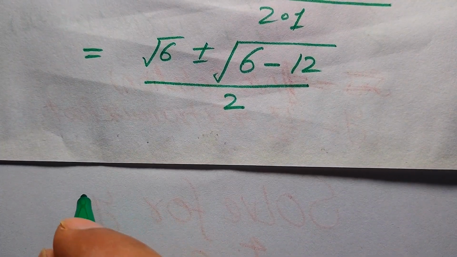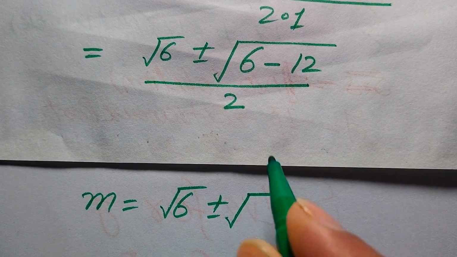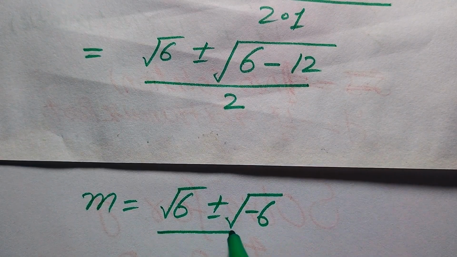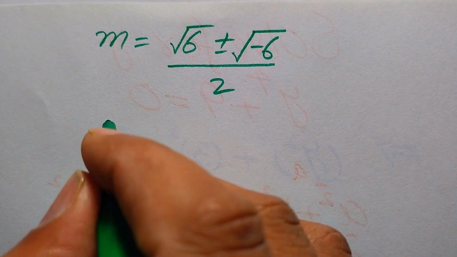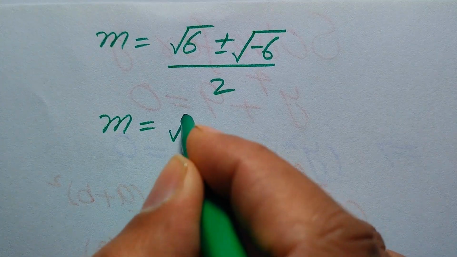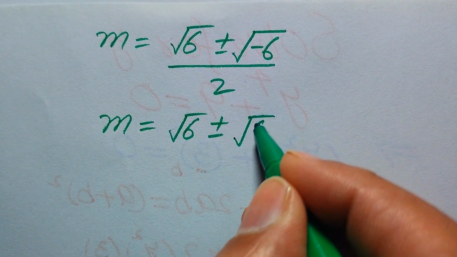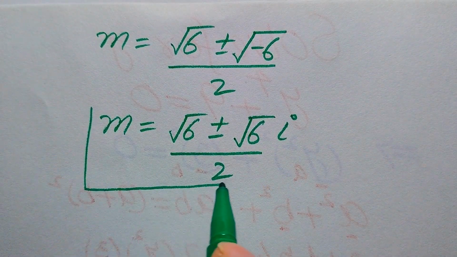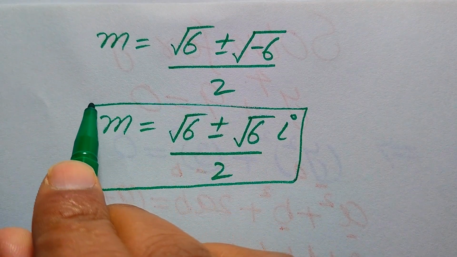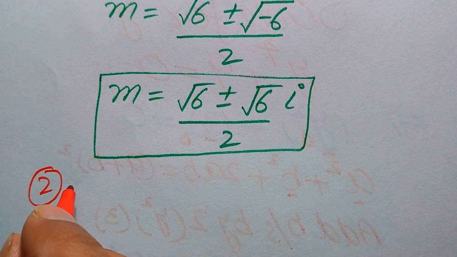And now further in the next step we have m equals square root of 6 plus minus square root of 6 minus 12 becomes minus 6, and it is divided by 2. So here we obtain m equals square root of 6 plus minus. We know that when a negative sign appears inside the square root, it becomes iota, and it is divided by 2. These are the first two complex roots of the given equation which we get from the first equation. And now we need to focus on equation number 2, and we get the other roots from here.